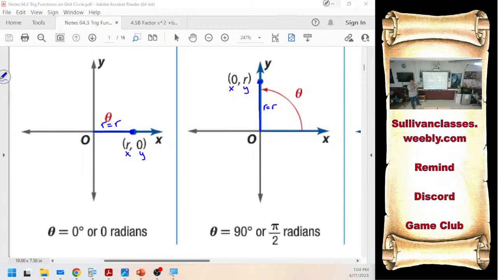Where it's going to get weird is when I try to do my trig ratios with these, when there might be a 0 involved. Right now, if I'm at 0 degrees and I said sine, what's the y coordinate? Because it's going to be y over r. Y over r is 0 over r. So the sine of 0 is going to be 0.